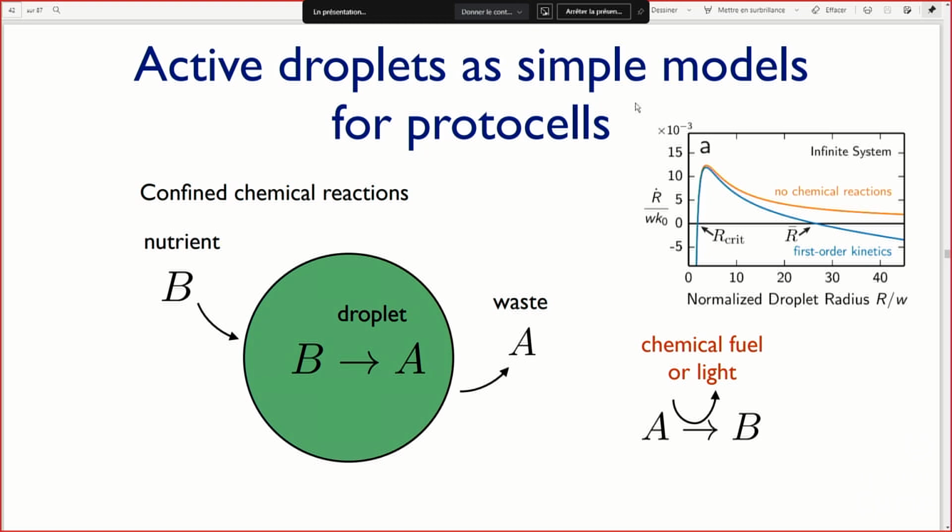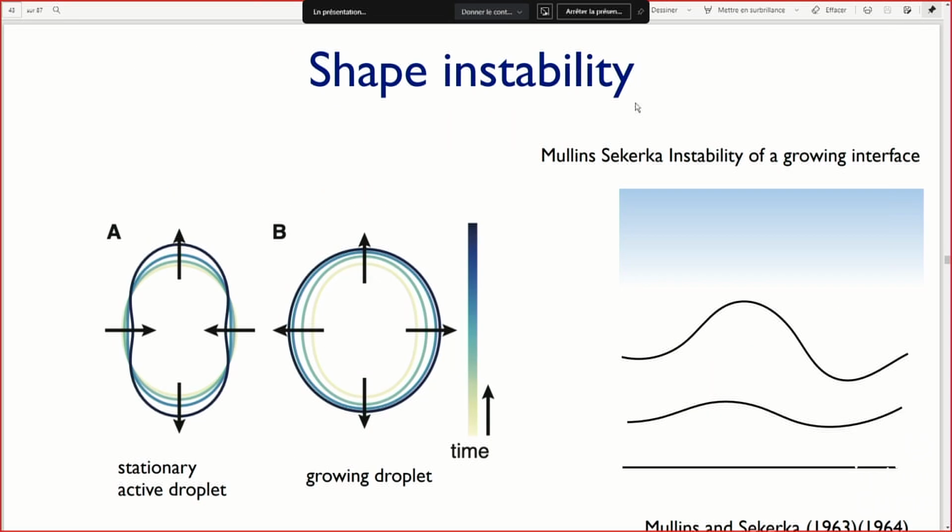And now there's something interesting: this stationary system, a stable size, can become unstable in terms of shape. This is related to what is known from, for example, crystal growth, the Mullins-Sekerka instability. When you have an interface that grows because material flows to the interface, there can be an instability where the interface starts to exhibit a wave-like perturbation, and the wave grows faster at the tip than in the wells. It's called the Mullins-Sekerka instability.